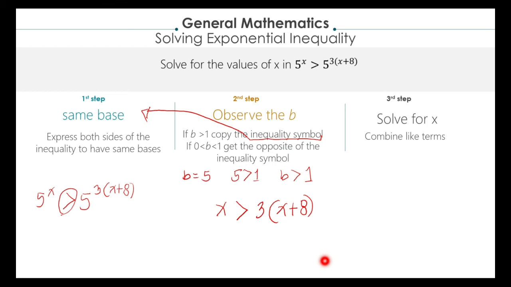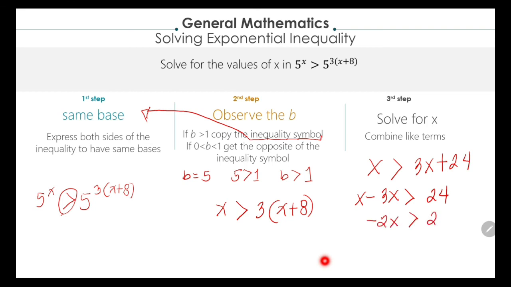So, now, we may now proceed with the third step. We have to solve for x. So, we have x is greater than, i-distribute natin si 3, we have 3x plus 24. So, combine like terms, we have x minus 3x is greater than 24. X minus 3x is negative 2x is greater than 24. Now, ito yung note na dapat nyo laging tatandaan. In solving for x this time, we have to divide both sides by negative 2, hindi ba?